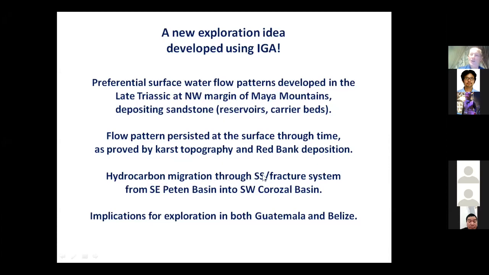Hydrocarbon migration through the sandstones, if they extend into the Petén Basin, or possibly the fracture system that probably is there and associated with all this from the Petén Basin in the Corozal Basin, and that this interpretation then has implications for exploration in both Guatemala and Belize.